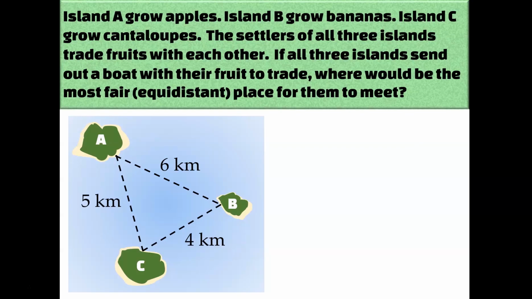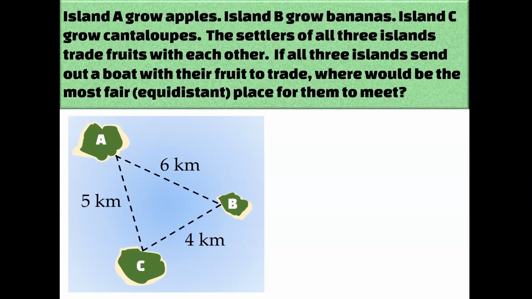In our next example, we have a few different islands that grow different things. Island A grows apples, Island B grows bananas, and Island C grows cantaloupes. And the settlers from each of these islands get together to trade their fruits. If all three islands send out a boat full of fruit to trade with the other islands, where would be the most fair place for them to meet? In other words, what is the equidistant place from all three islands?